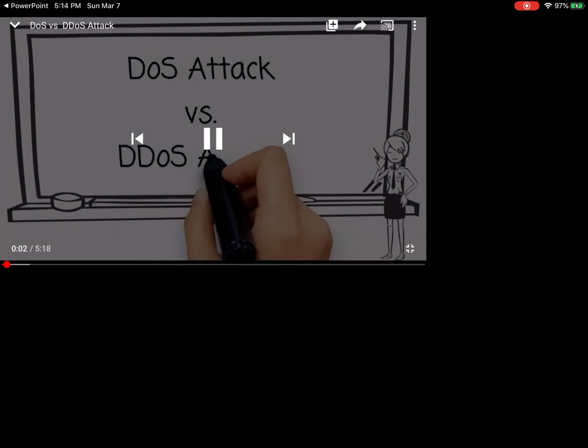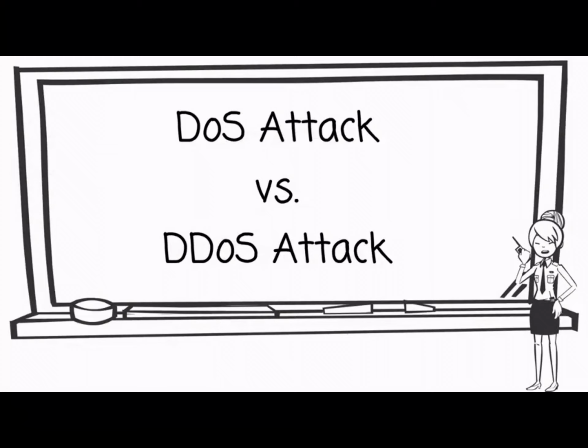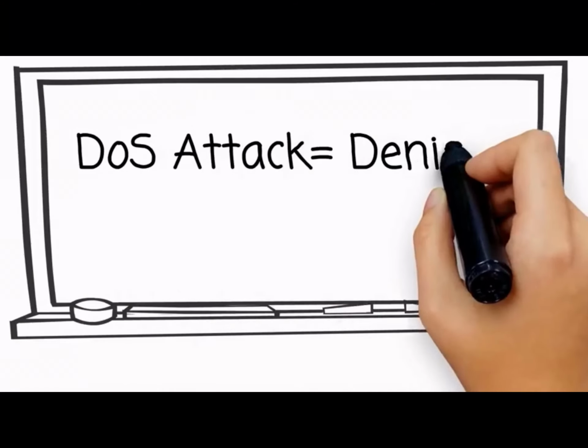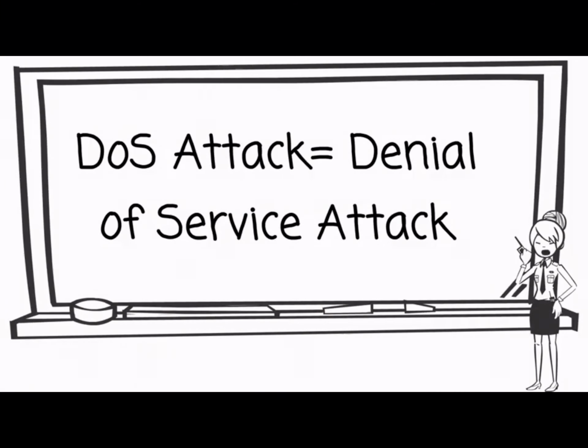Hello everyone. This video is about the differences between DOS attack and DDoS attack and how to prevent the DDoS attack. So, what is DOS attack? A DOS attack stands for a denial of service attack, which means a single attacker attacking a single target. This means that one computer and one internet connection is used to flood the server with packets.